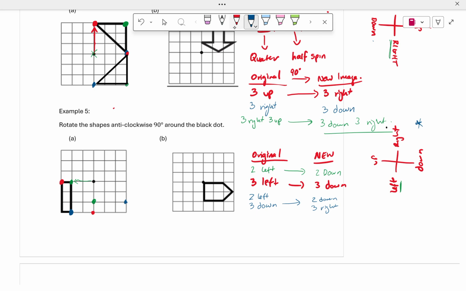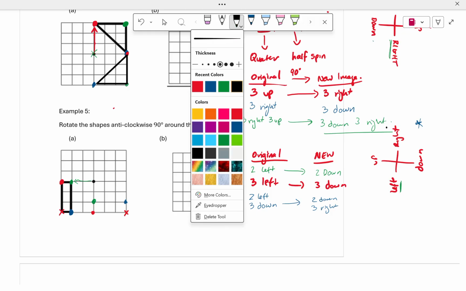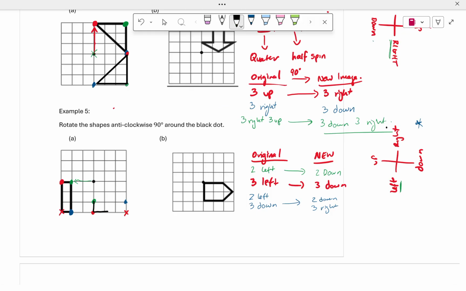It should be fairly self-explanatory where your last one goes, which I'll put a little X, and that will correspond over to there. Then let's reconstruct this in terms of a rectangle. And there we go. Now I've rotated it 90 degrees anti-clockwise.